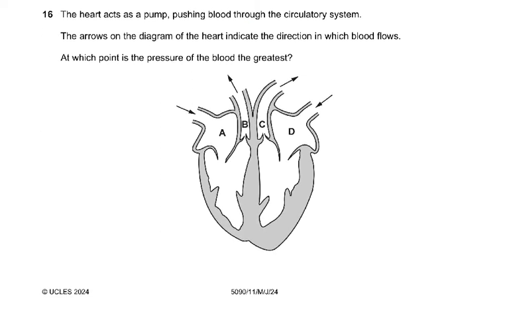Then question number 16, the heart acts as a pump pushing fluid through the circulatory system. The arrows on the diagram of the heart indicate the direction in which blood flows. At which point is the pressure of the blood the greatest? At which point would it be greatest? It has to be C because this is the aorta coming out. So the answer to this would be C because the aorta is carrying blood at the highest pressure.